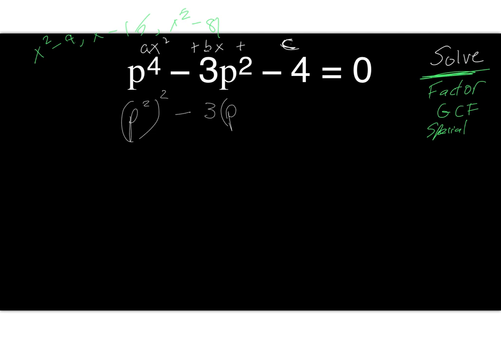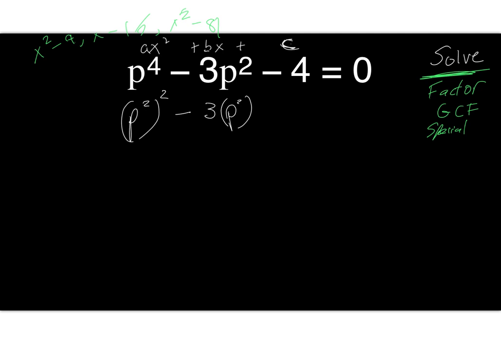I'm going to get rid of the parentheses, though. Go like that. If this was x, this is x squared. This is p squared, so this is p squared squared. If you want, you can do what's called just a substitution.